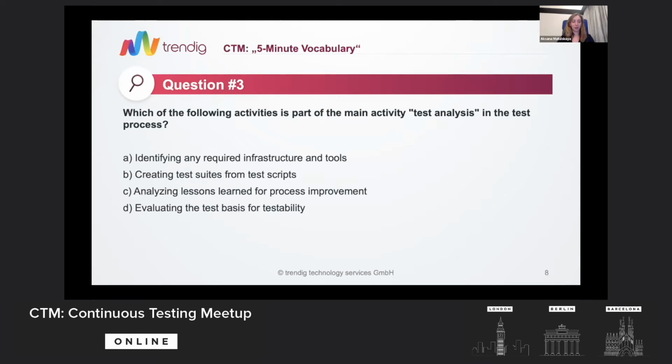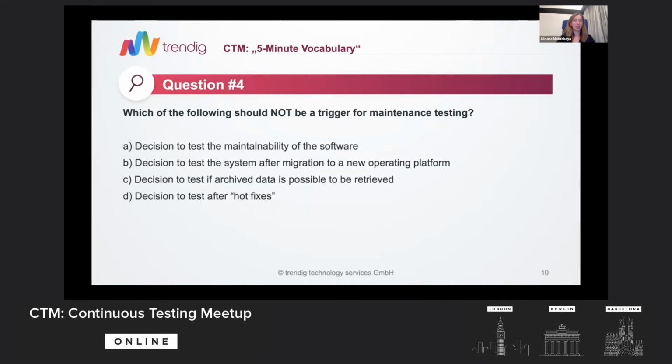5, 4, 3, 2, 1. And the correct answer is D, evaluating the test basis for testability. So let's move to the next question, question 4. Which of the following should not be a trigger for maintenance testing?